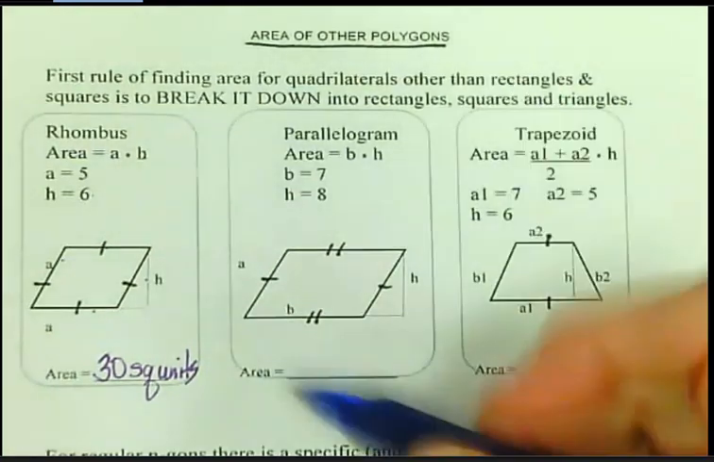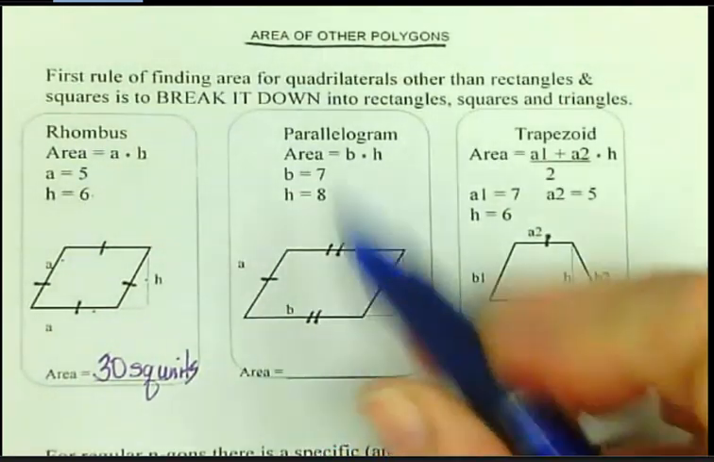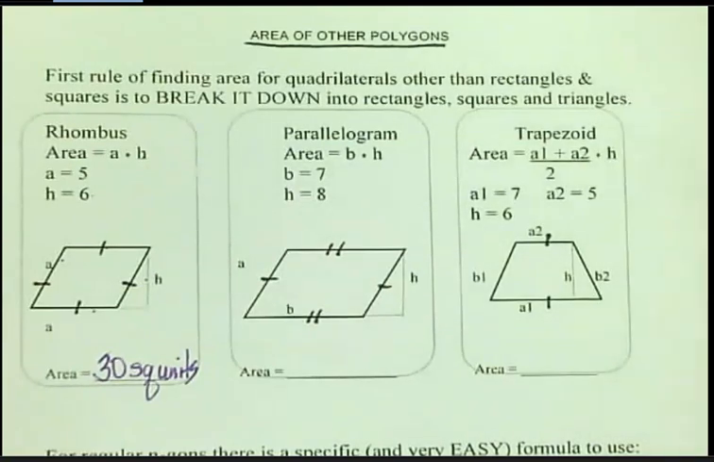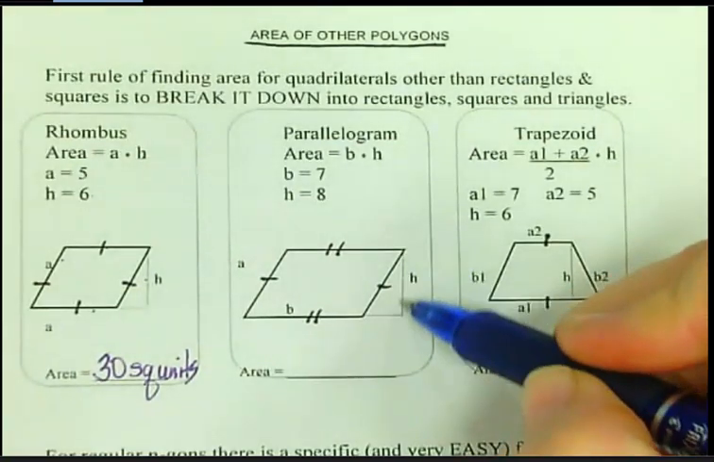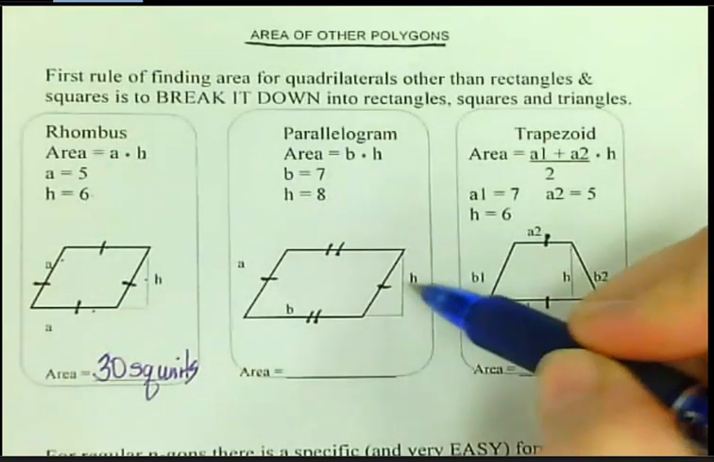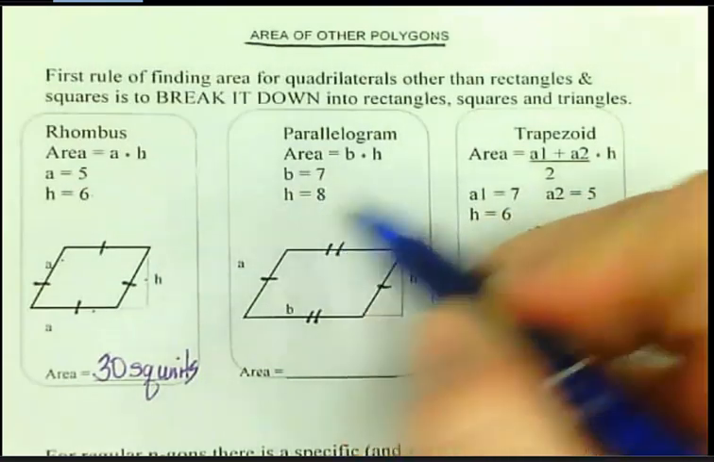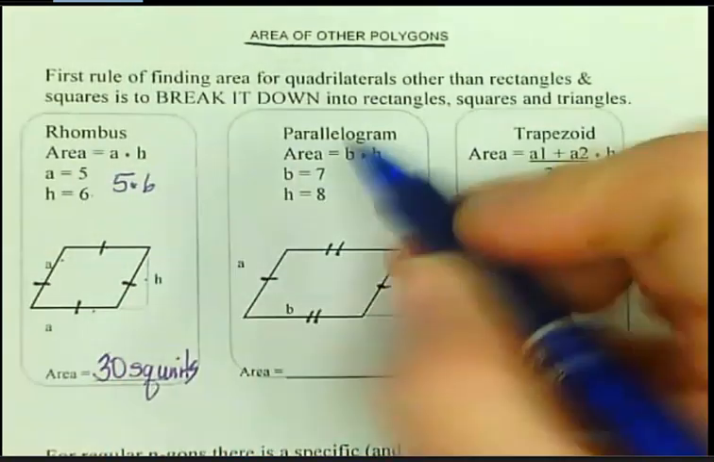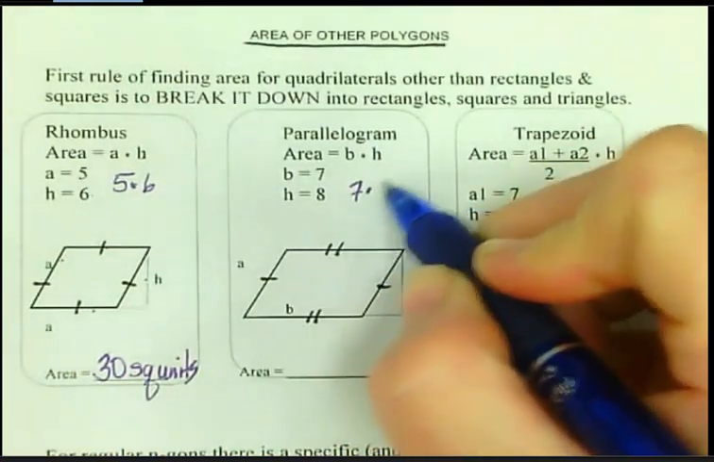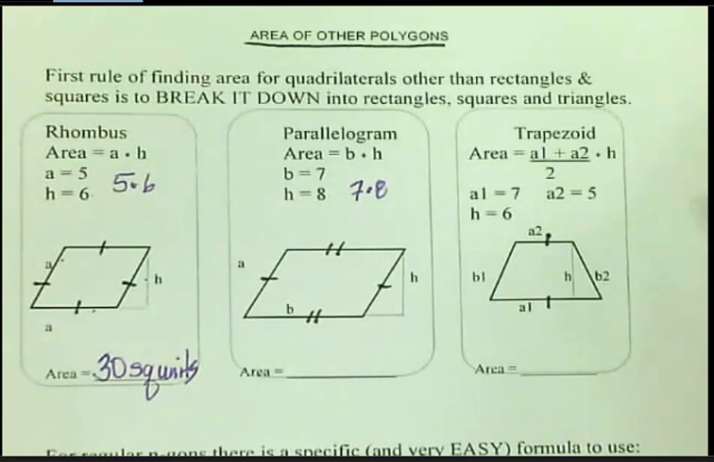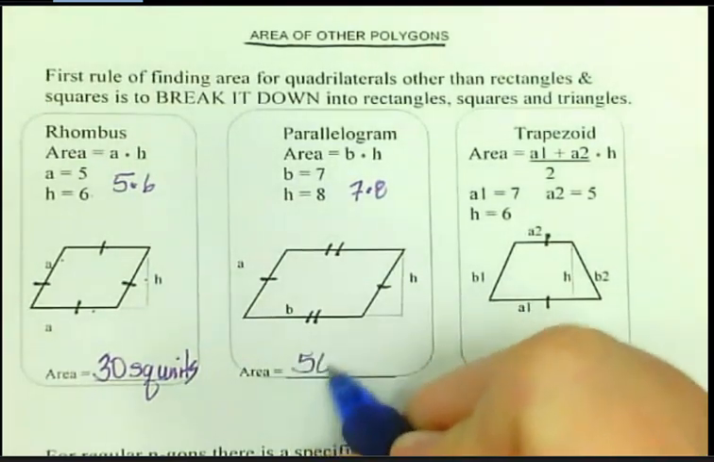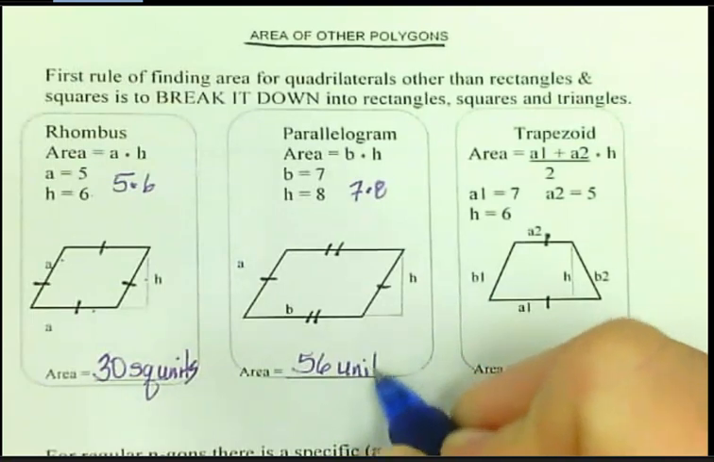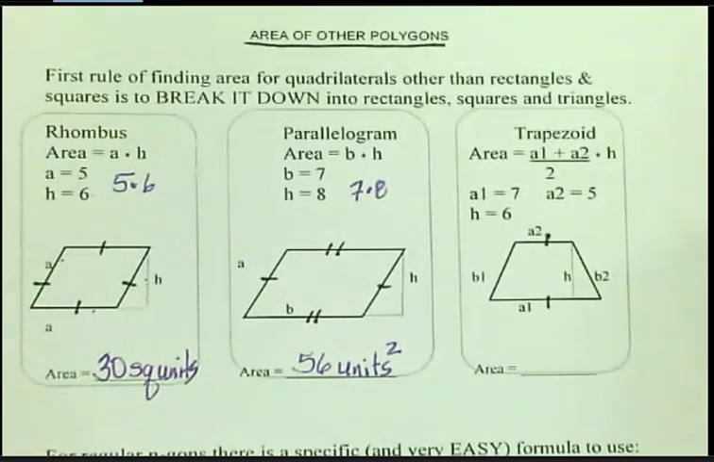So this is 7 units, and this is 8 units. So 7 times 8, you know what, I should have done this, 5 times 6, like that. So over here, it's 7 times 8. Well, 7 times 8 is 56. So it's 56 square units. And again, you can just say units squared like that if you want.